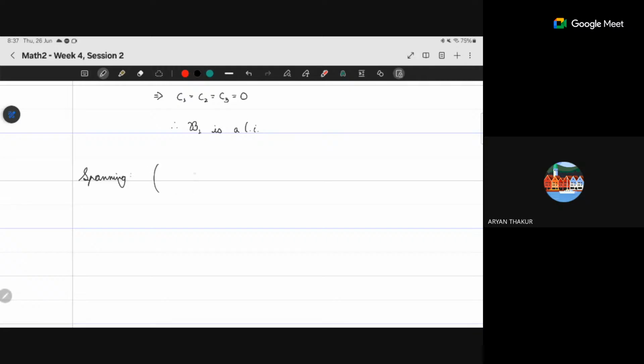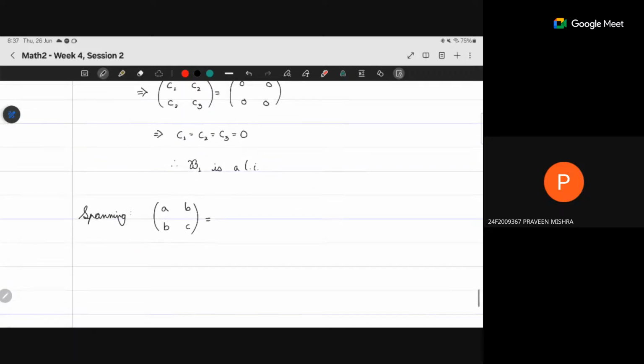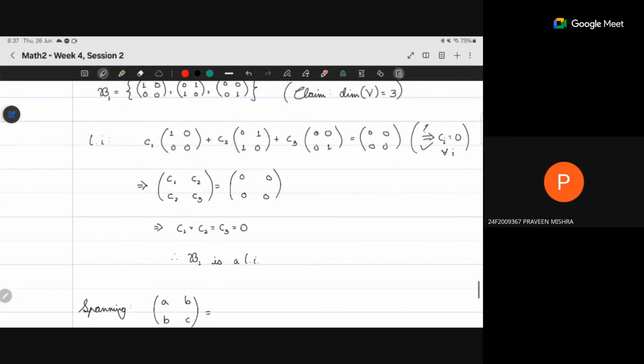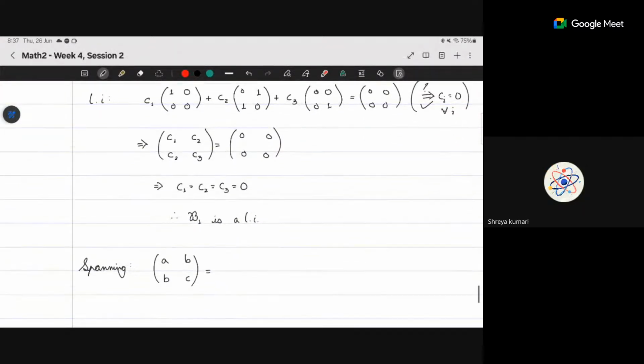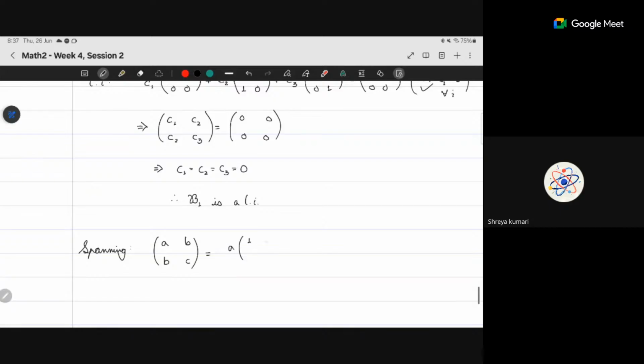Yeah. So let's just give symbols. Just call them something, A, B, C, and write down a typical element. The general element would be A, B, B, C, right? So can this be written as a linear combination of these three elements? Yes, it is. So it is A times 1 0 0 0 plus B times 0 1 1 0 plus C times 0 0 0 1.